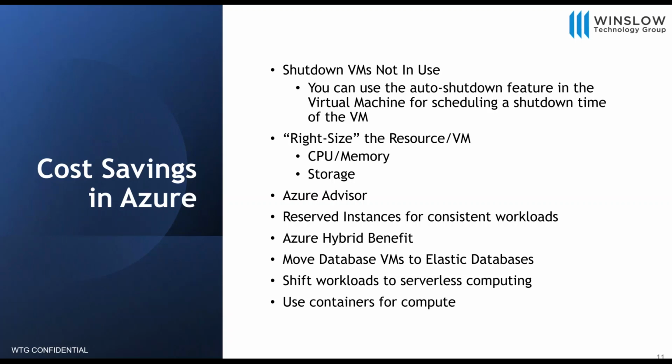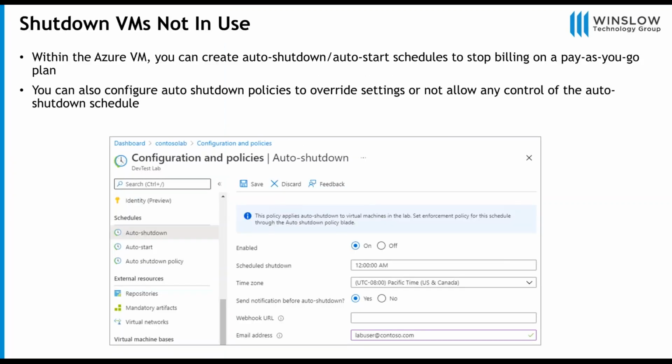So right sizing that resource or VM is something that you could take a look at. Azure has a baked-in portal that has some analysis on its own that runs through the different areas of cost analysis and best practices within the platform. We'll look at reserved instances and the hybrid benefit that we saw in that other pricing calculator before. And then there are other ways that you can save cost too, like different ways that you can structure your databases, shift your workloads to serverless computing, and even use containers that are gaining a lot more popularity as the years go on.